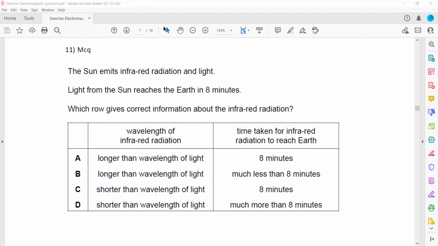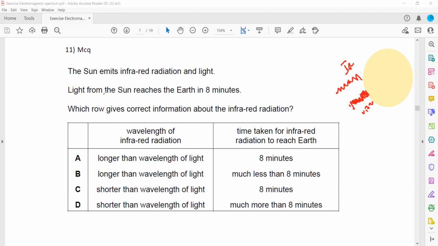The sun emits infrared radiation and light. Even ultraviolet is there, but most of the ultraviolet is stopped by the ozone layer. So on the Earth we are able to receive most of the heat radiation, the infrared and the visible. Infrared will have a longer wavelength relatively compared to visible.